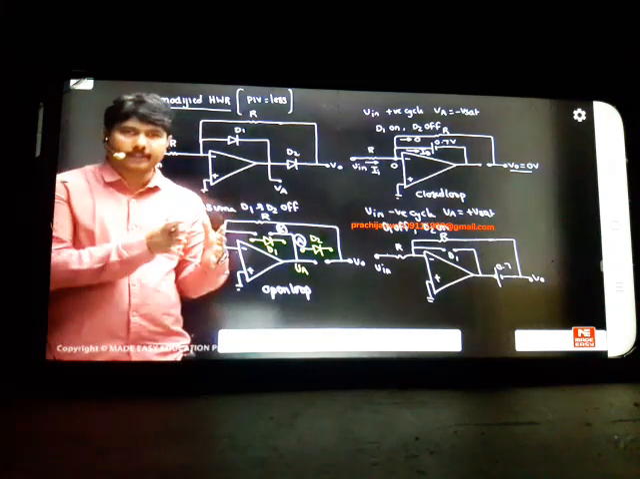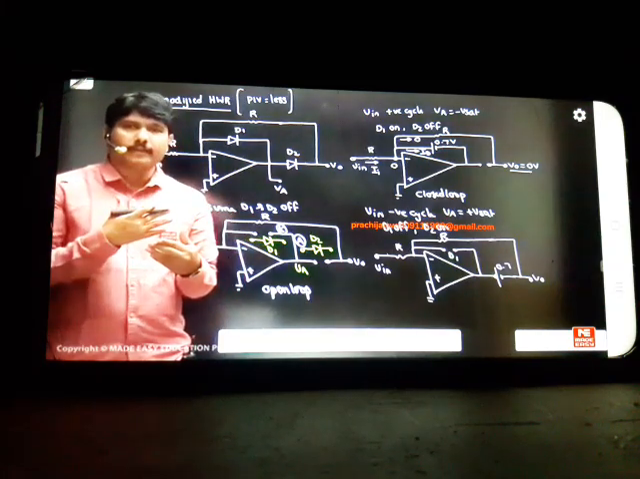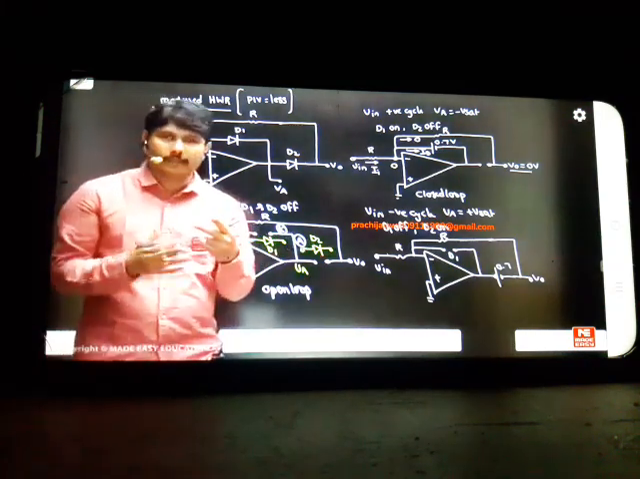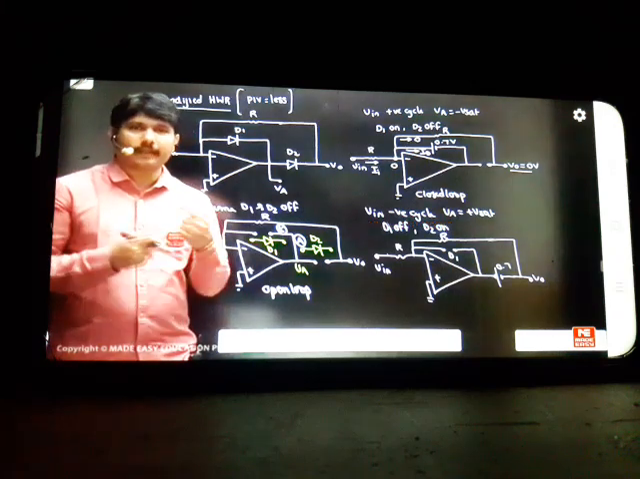Previous topic mein kya ho gaya? One cycle, positive cycle, diode is on. So it is a closed loop. But when it gets off, it's open loop. But here what I have done is, by taking two diodes, for one cycle, D1 will close the loop, and another cycle, D2 will close the loop.